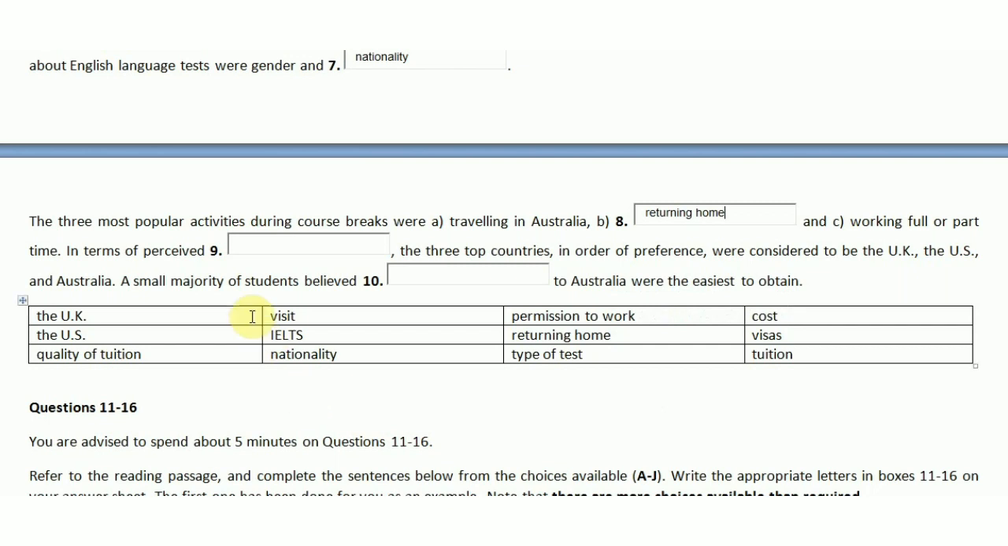Now the ninth question, in terms of perceived dash. Okay, so like on the basis of what? The top three countries in order of preference were considered to be, first of all, UK, second US, and third Australia. So UK comes first in terms of preference, but we don't know on what basis, so we have to write that in our answer. US comes second and Australia comes third. So let's check.